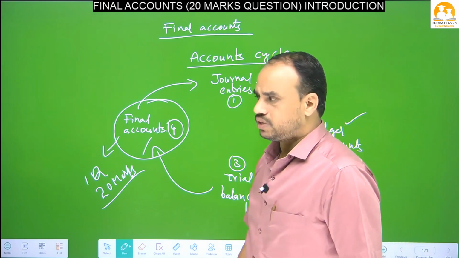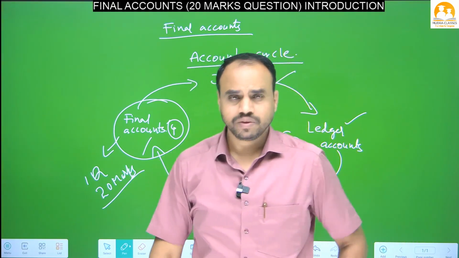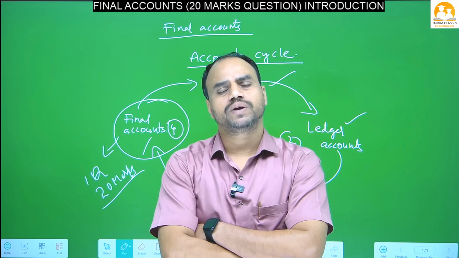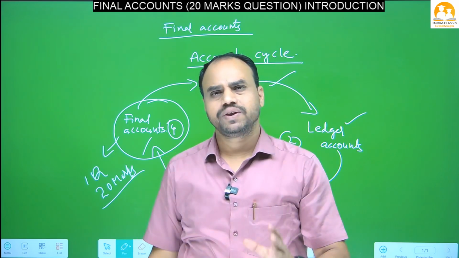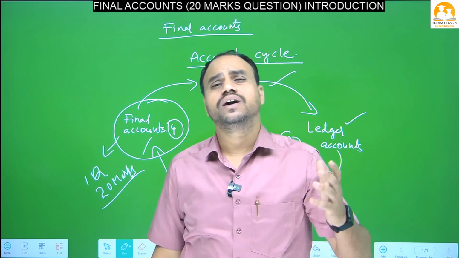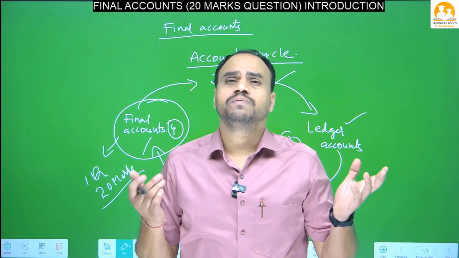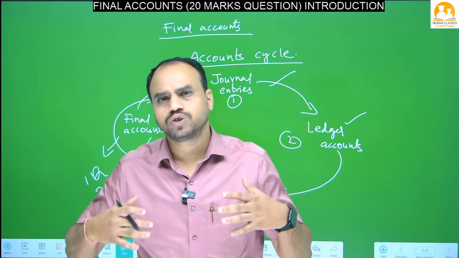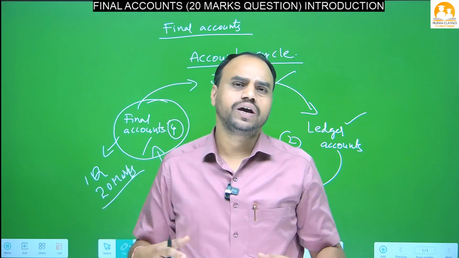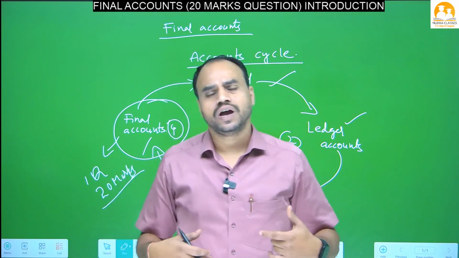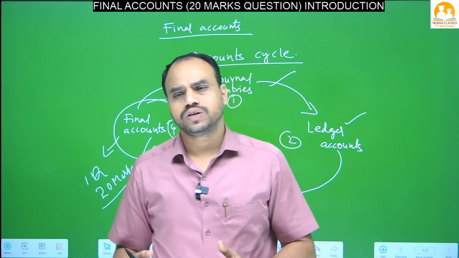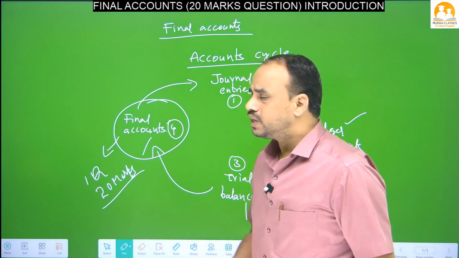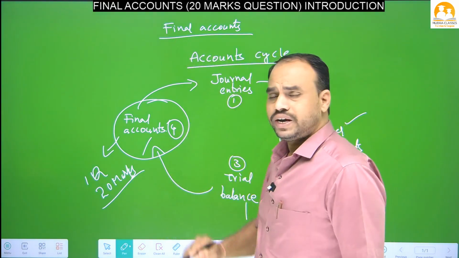I will give some introduction about final accounts. As a proprietor of every business, proprietor means owner, he wants to know whether he earned profit or loss. If he earned profit, how much profit he earned? If he got loss, how much loss he got? Every owner wants to know this during the academic year, during the 1 year or 6 months. So for that purpose, generally people prepare the final accounts.